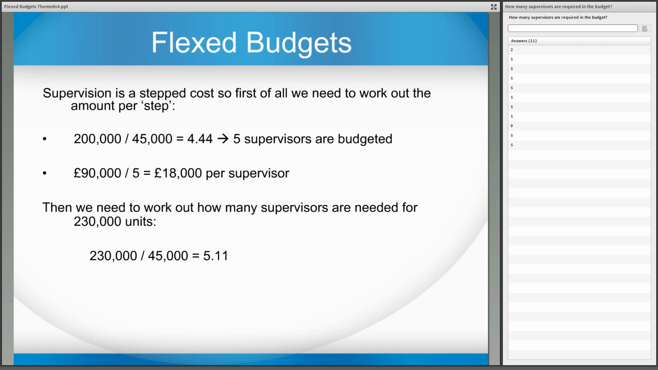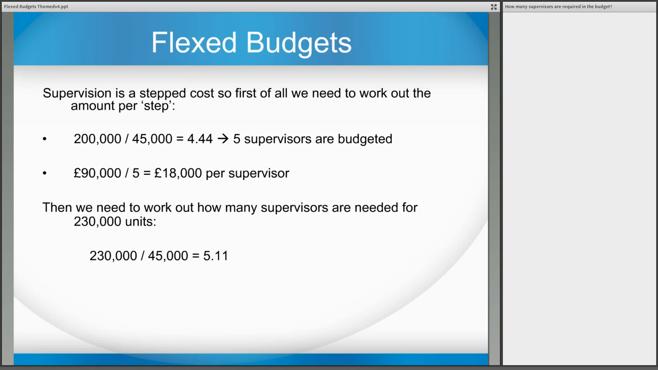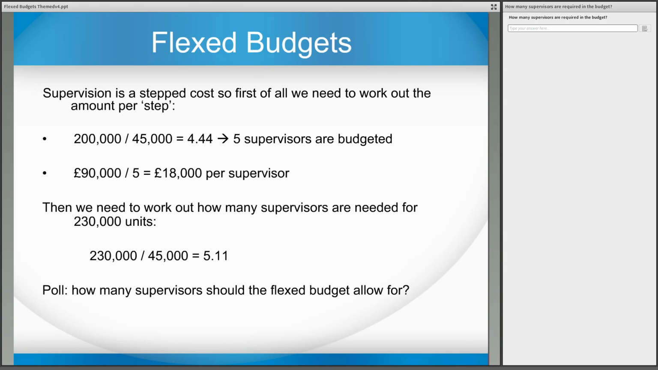So how many supervisors? It's time now for another poll. Okay, how many supervisors do we need to allow for in the new budget? Answers coming in thick and fast. Give it a little bit longer. Okay, I think that's everybody.